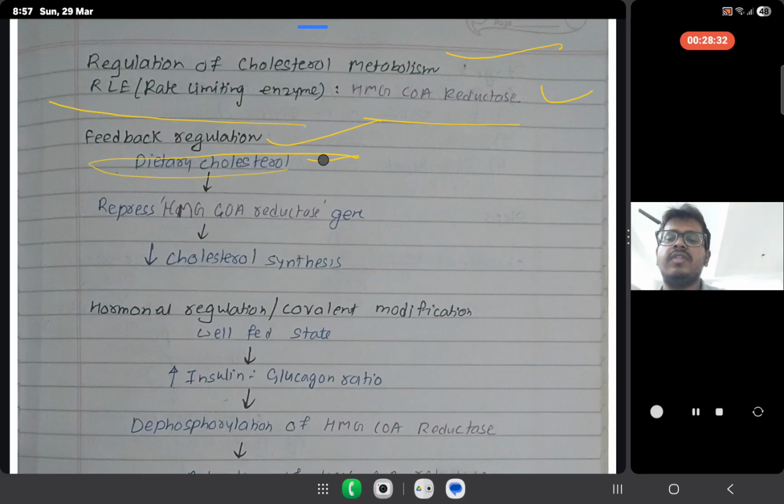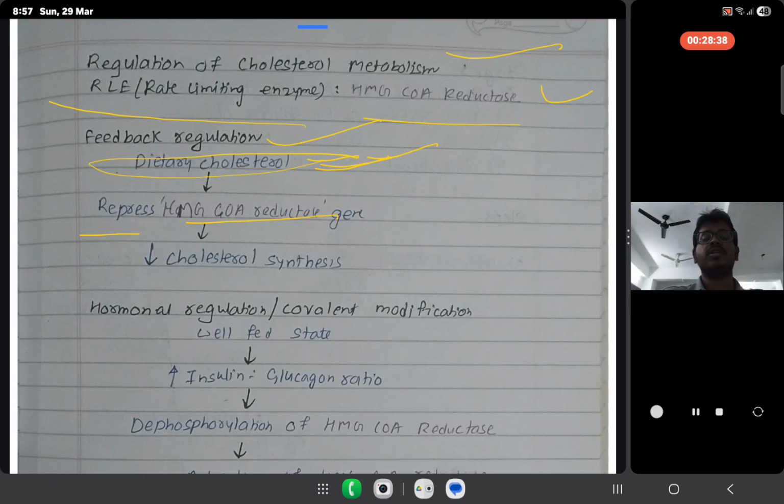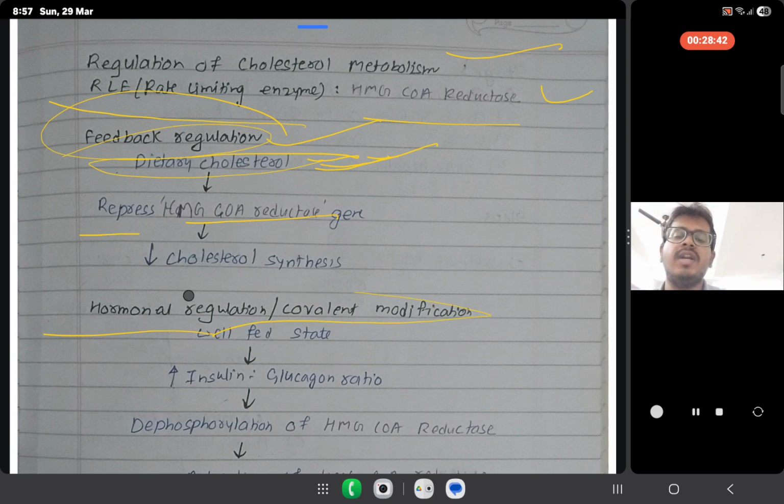If dietary cholesterol is present, it represses HMG CoA reductase. When HMG CoA reductase is reduced, there is no synthesis of cholesterol. This is the feedback regulation. Another is hormonal regulation, that is covalent modification.